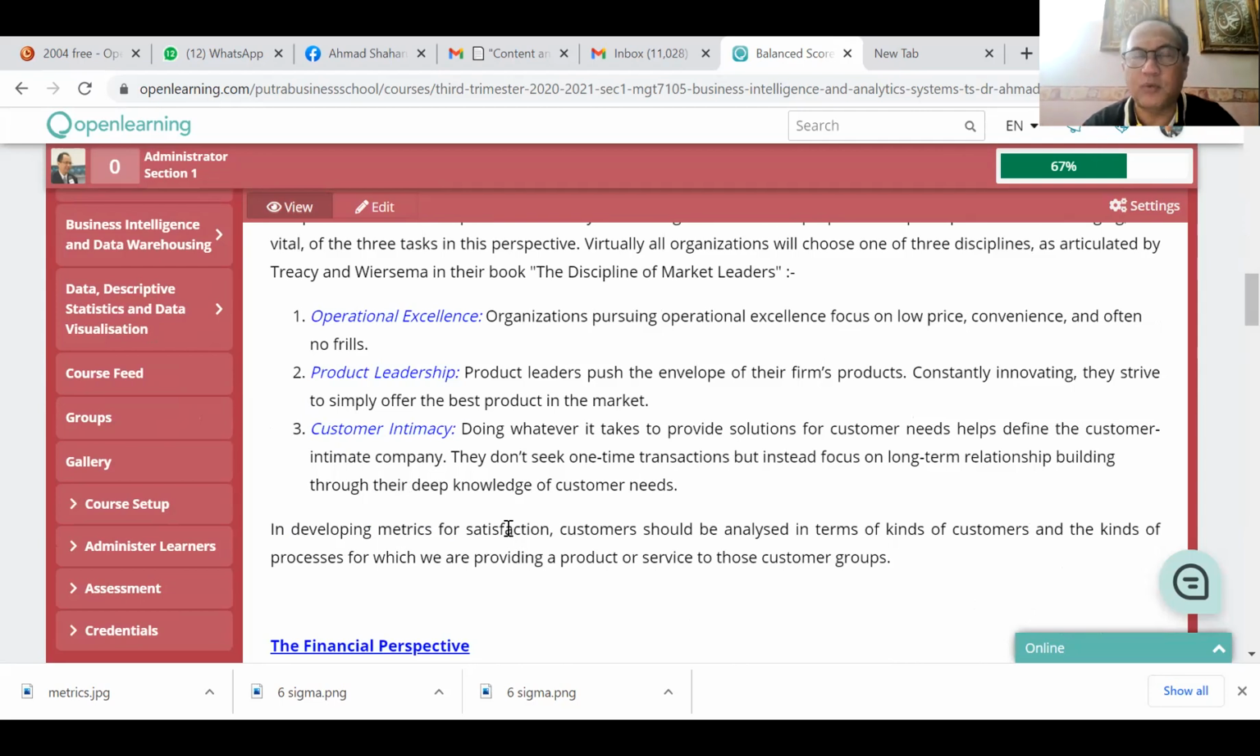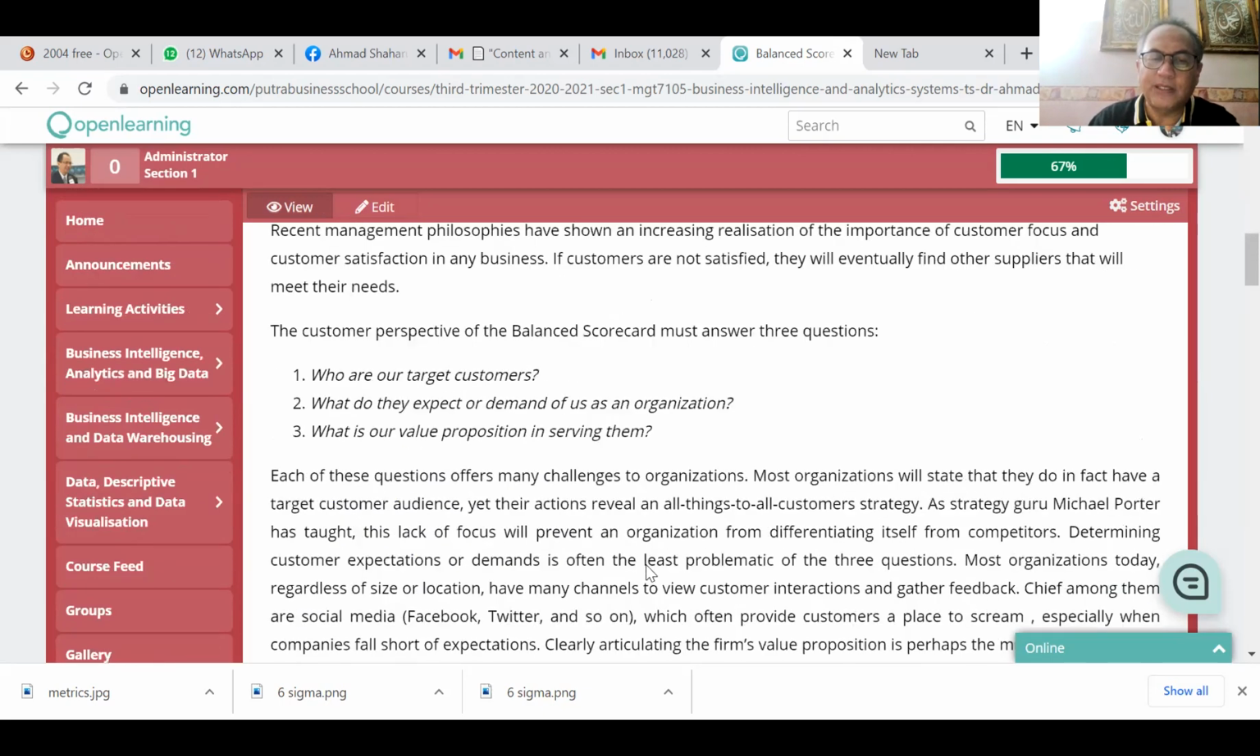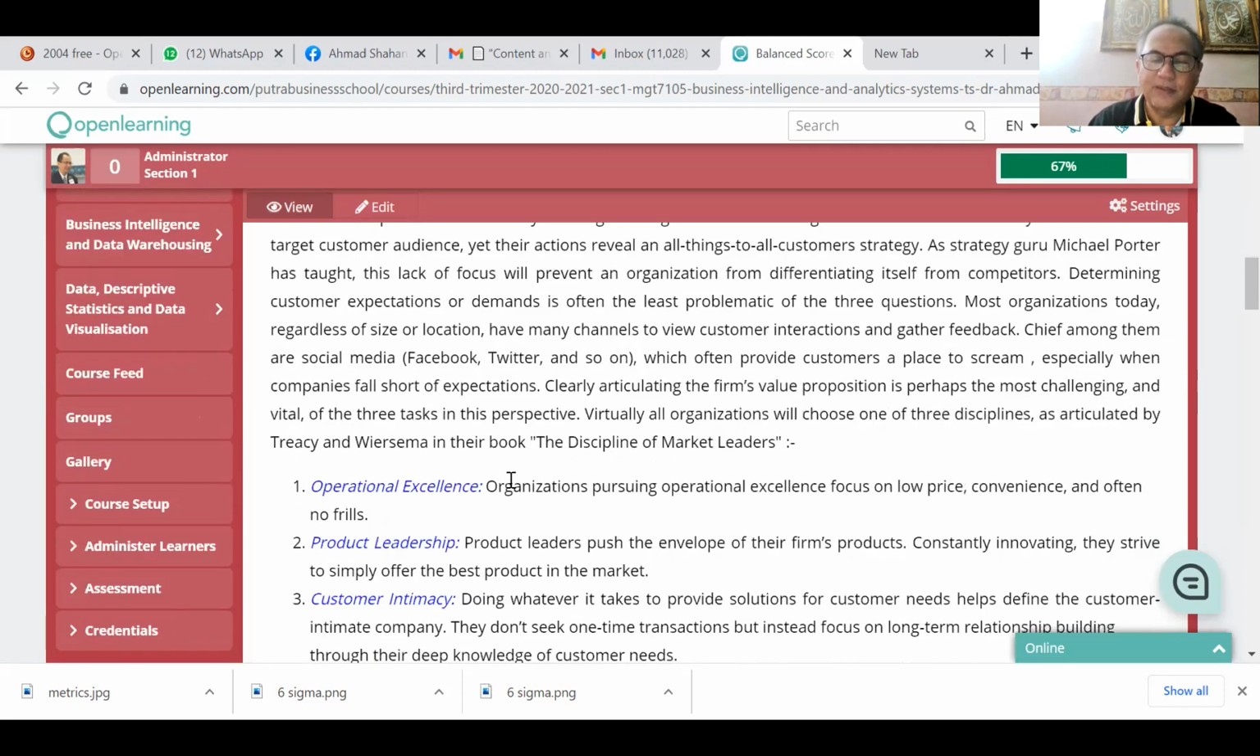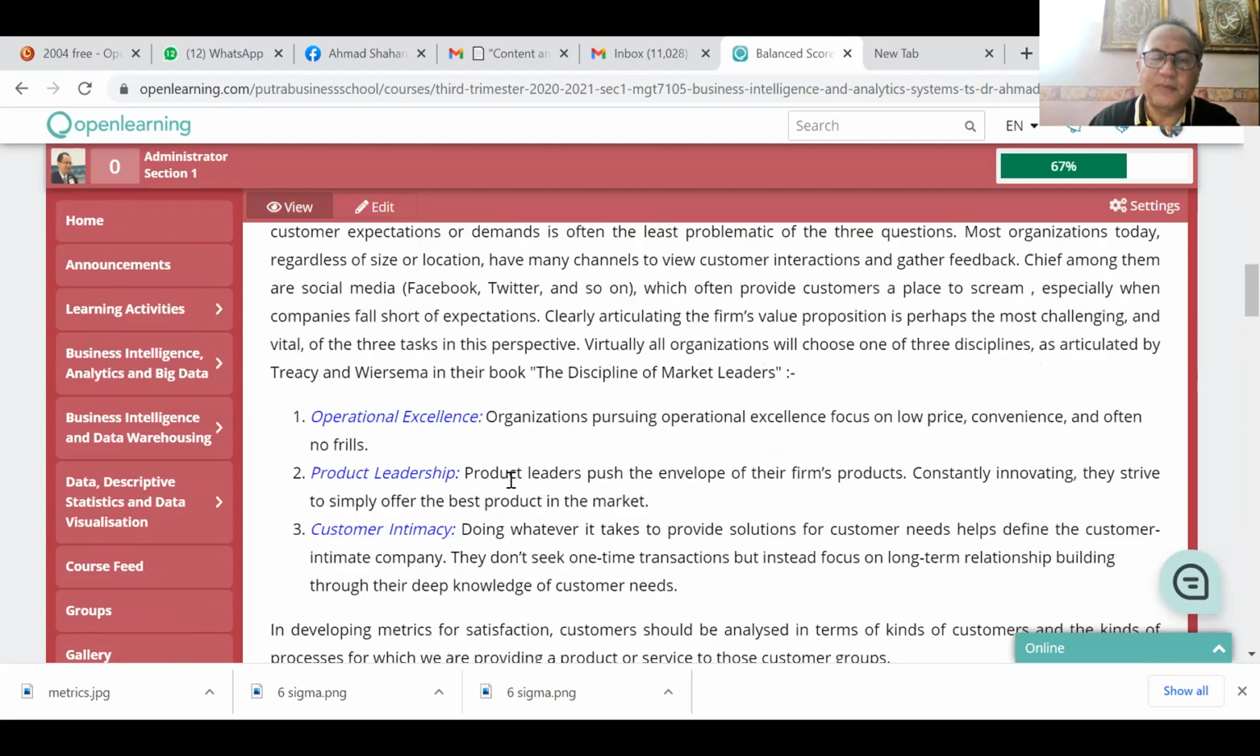We have all this data already in our data warehouse. So we will develop metrics so that we can measure them, so that we can develop histograms, provide dashboards and so on. In developing metrics, customers should be analyzed in terms of what kind of customer is your target and the kind of customer we are providing. So we have your target customer, but are they the ones buying your products, and what is their expectation, and so on, value proposition.